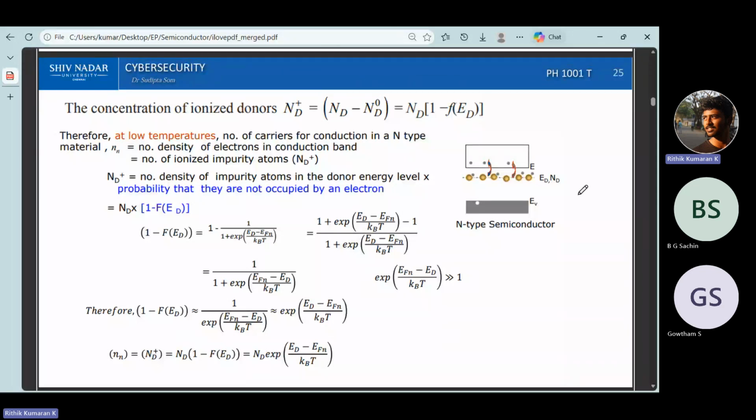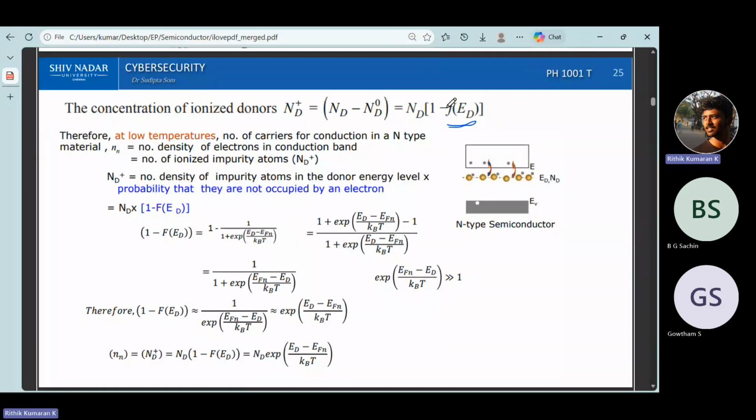See, you have seen all the derivations for intrinsic, right? The same will be followed in extrinsic. But what you will do, you will take different cases. Well, the same thing as I explained. You know this f of Ed, right? This f of Ed is basically the probability.